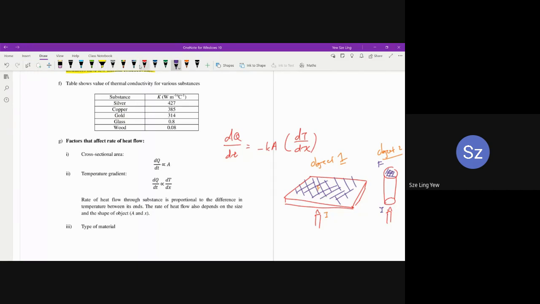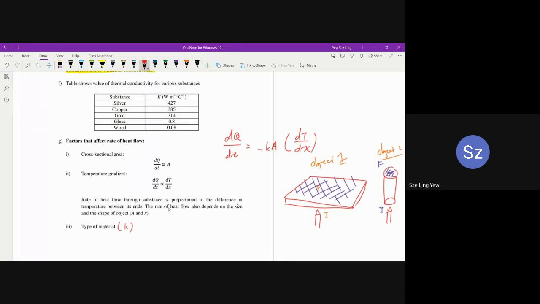The second factor is the temperature gradient, dT/dx. According to the equation given, dQ/dt is also directly proportional to dT/dx. The rate of heat flow through a substance is proportional to the difference in temperature between its ends, and the rate of heat flow also depends on the size and shape of the object. dx is the length, and dT is the change in temperature. The last one is the type of material, which is your K. Different materials have different K.